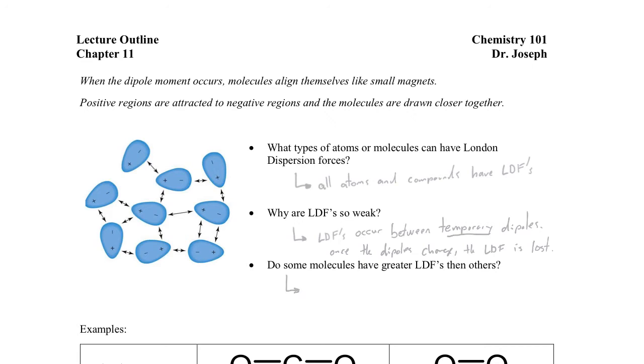Now, it turns out that some molecules have more London dispersion forces than others. And if you think about it, this makes sense. What causes a London dispersion force? Well, it's the ability of the electron cloud to move from one side to the other. So it would make sense that a molecule with a bigger electron cloud or a longer electron cloud would likely have more London dispersion forces. And for this reason, we can say that molecules with a greater molecular weight have greater London dispersion forces, and molecules with a greater surface area, so really long molecules, will also have a greater London dispersion force.